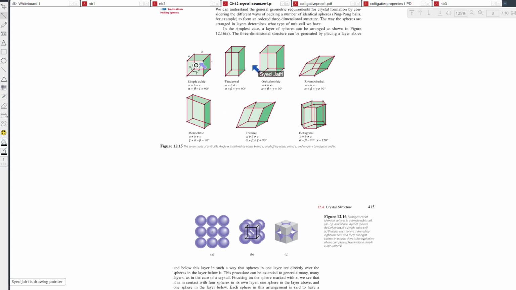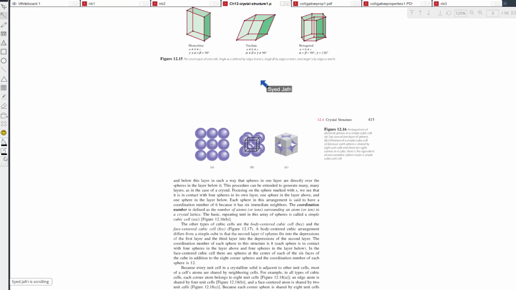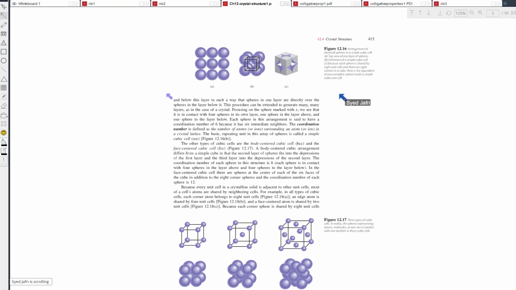Yeah, he's only going to focus on this one here. He said that he's not going to test us on any of these. And even on this one, the packing is of three types. I will explain this.